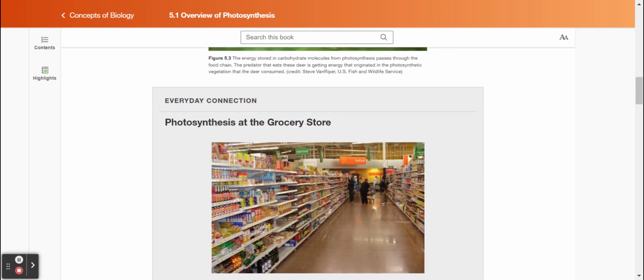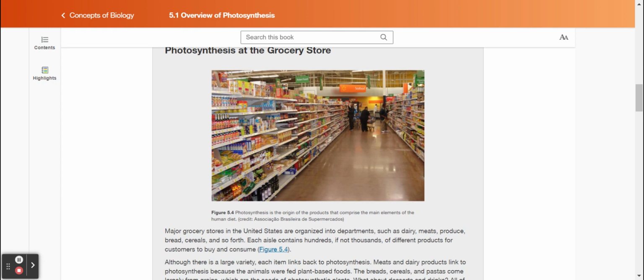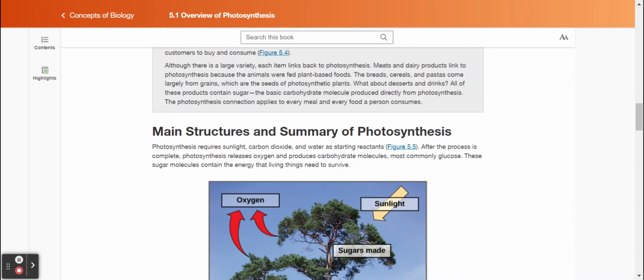Everyday connection. Photosynthesis at the grocery store. Figure 5.4. Photosynthesis is the origin of the products that comprise the main elements of the human diet. Major grocery stores in the United States are organized into departments such as dairy, meats, produce, bread, cereals, and so forth. Each aisle contains hundreds, if not thousands, of different products for customers to buy and consume. Although there is a large variety, each item links back to photosynthesis.